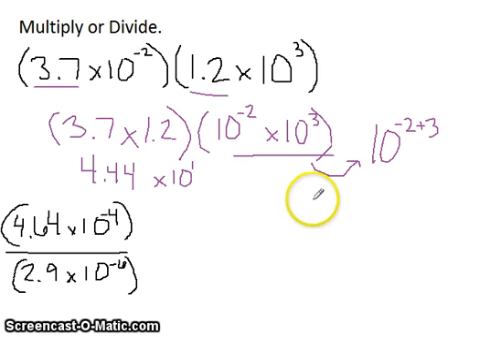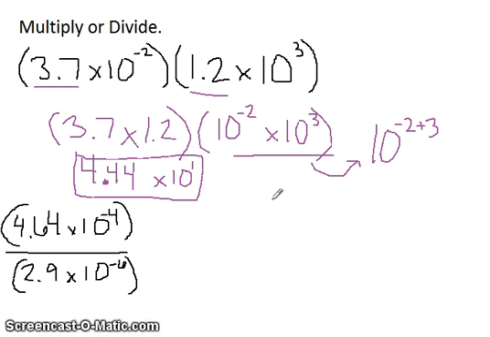Now, this particular answer would be all finished because we actually have an answer in scientific notation, because the factor is between 1 and 10. 4.44 is between 1 and 10, and we already have everything else set. So I'd be finished. But you do want to check to make sure that your answer is in scientific notation. If when you multiply or divide you end up with a number that's not between 1 and 10, then you need to change that in order to make the number between 1 and 10.